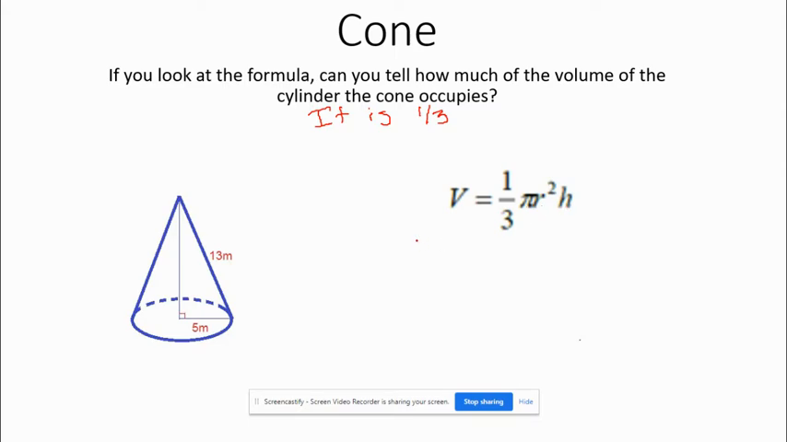It's just that we're only doing 1/3 of it. And again, you can find videos online that are going to show you people filling these cones with water, pouring them in the cylinders, and you can see very quickly that only 3 of them are needed to fill the entire cylinder. So we're just going to substitute in. So it's 1/3 times pi times our radius, which is 5 squared, times our height.